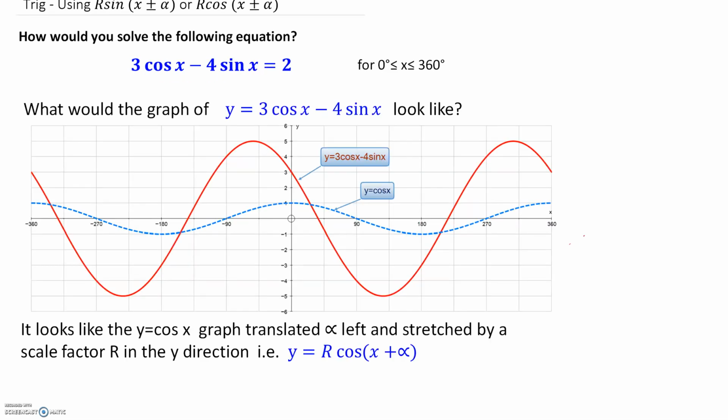I just sketched the graph on Autograph here, and you can see that the left-hand side is the red graph down below. And if you compare the graph of this, which is the red graph, to the graph of y equals cos x, which is the blue dotted graph, you can see it's very similar. So this graph is the cos graph, but it's just been stretched in the y direction, and it's been translated to the left in the negative x direction.